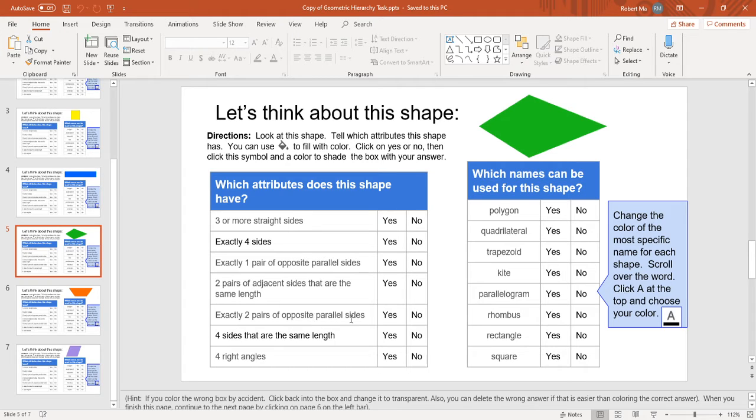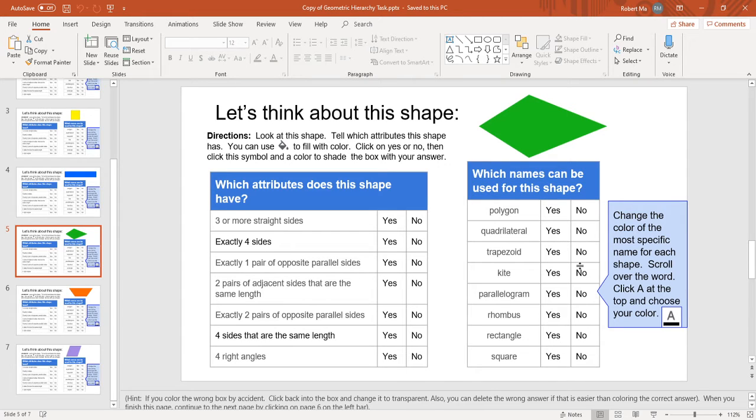Exactly 2 pairs of opposite parallel sides? Nope, there are no parallel sides. 4 sides that are the same length? No. 4 right angles? No. So let's go through for what the names we can call it. It is a polygon. It has more than 3 sides that are straight. It is a quadrilateral. It has 4 sides.